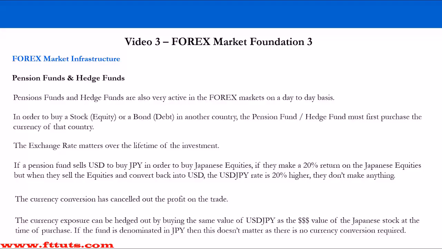Hedge funds and pension funds, when they buy stock or bonds abroad, they will buy them in local currency. And then when they sell them, they have to convert back. So the exchange rate matters over the lifetime of the investment. So for example, if a pension fund sells dollars to buy yen, so they are looking to buy Japanese equities, if they buy the Japanese stock market and they make a 20% return on the Japanese equities, when they come to sell them and convert back into US dollars, if the dollar yen rate is 20% higher, they're not going to make anything.